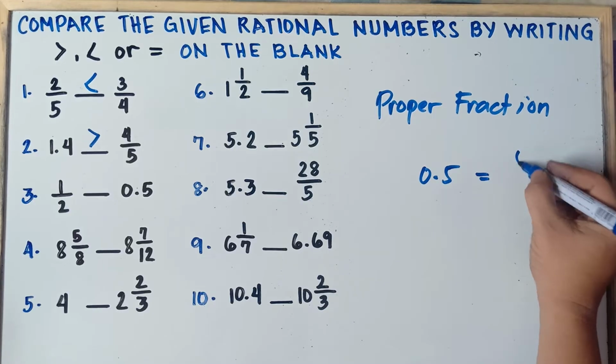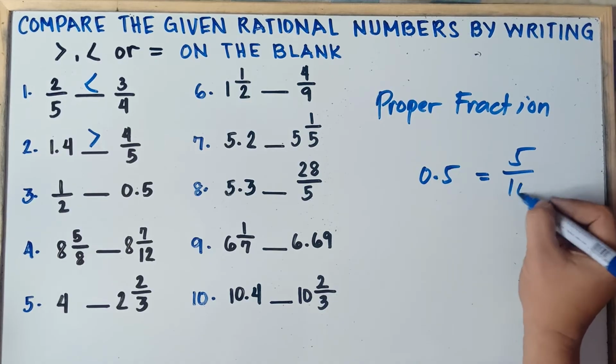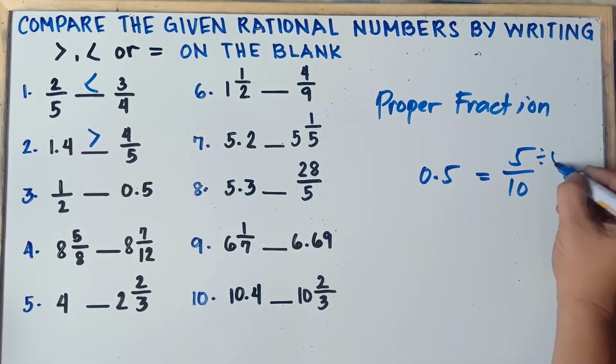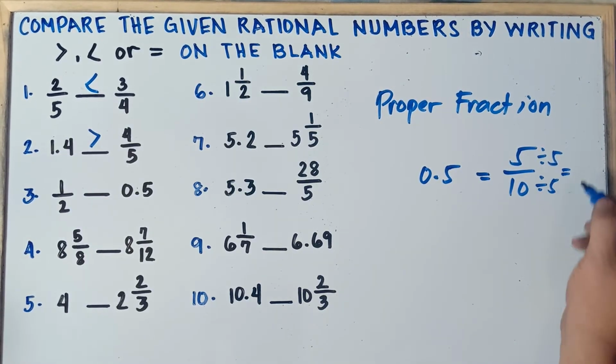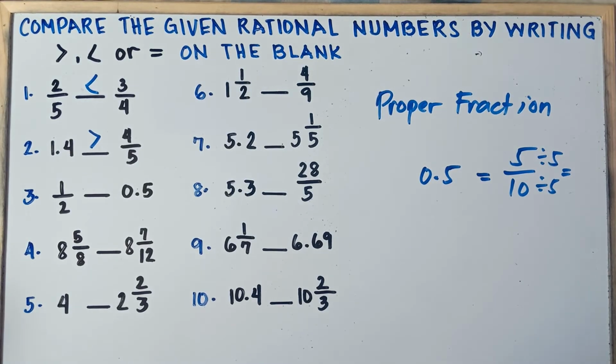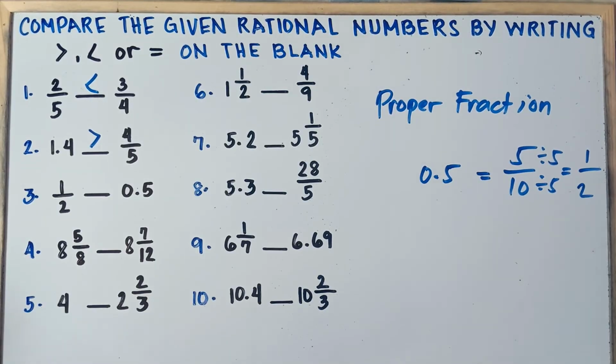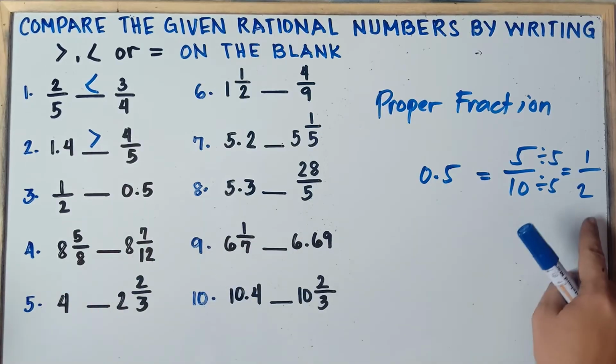5, then the place value is tenths. Once again, for the decimal, you start at tenths. So 5 over 10. We can divide this one by 5. You can reduce, class. Once again, always reduce the fraction, class. 5 divided by 5 is 1. 10 divided by 5 is 2. That is 1/2. Or the other solution, once again, 0.5 is equivalent to 1/2.